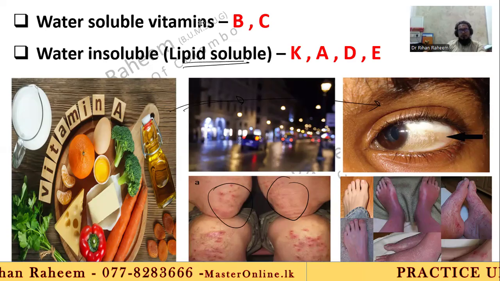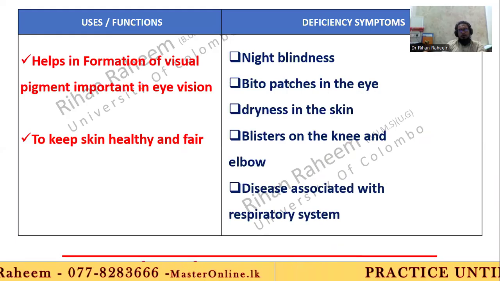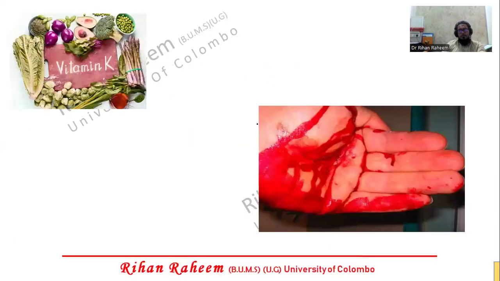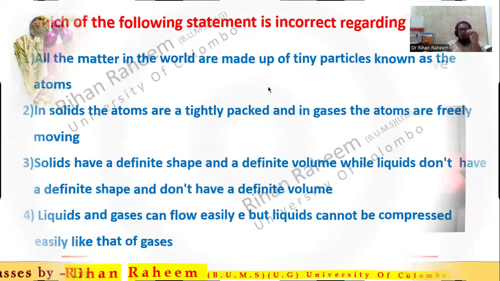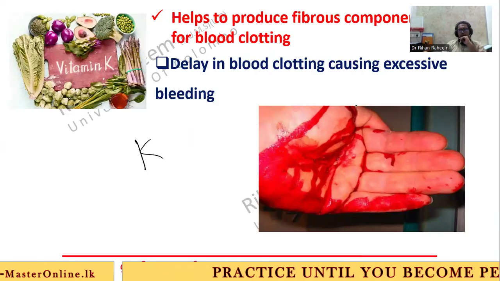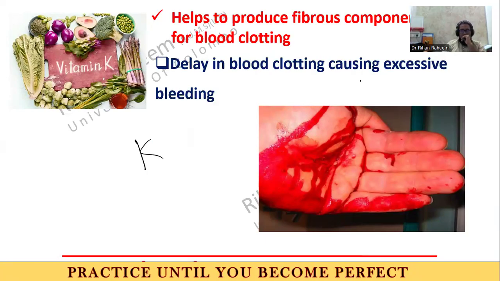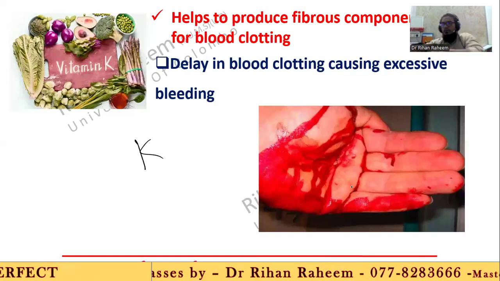Let's go to the next one. Yeah, this is all related to vitamin A. And then there was something related to clotting, no? So they had said some other vitamin, but vitamin K is the only one that helps with clotting of blood so that excessive bleeding doesn't occur.